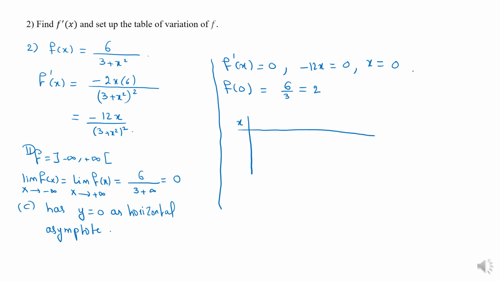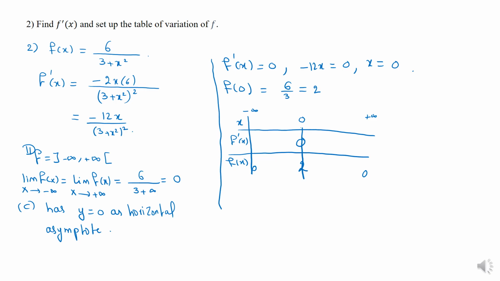Now you are ready to set up the table of variation. X, f prime of x, f of x. Here f prime is equal to 0 when x is 0, minus infinity plus infinity. At negative infinity f of x tends to 0. At positive infinity f of x tends to 0. At 0 f of x is equal to 2.